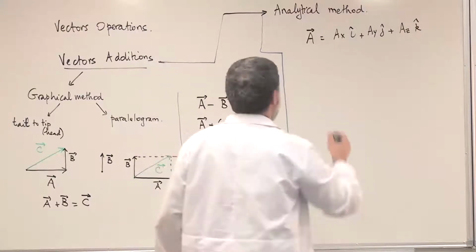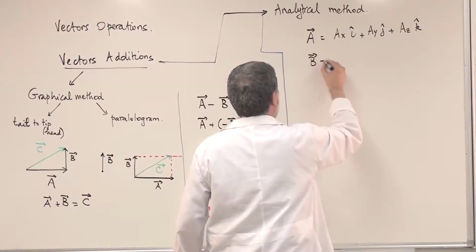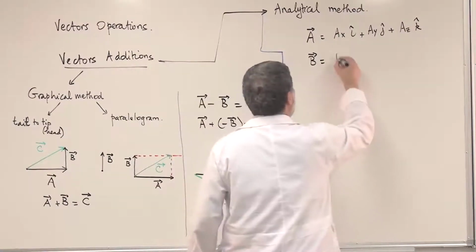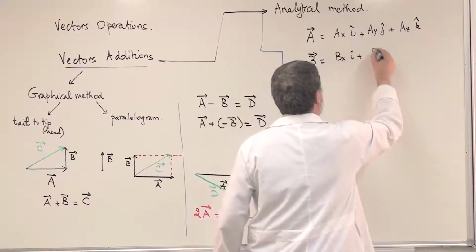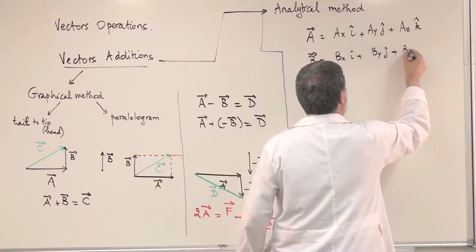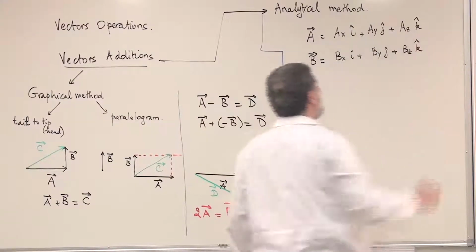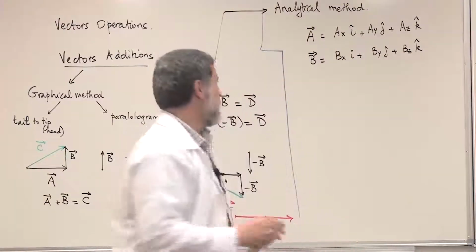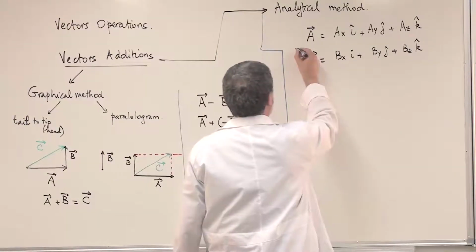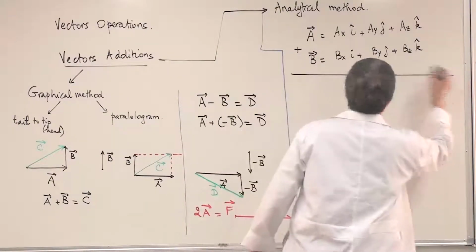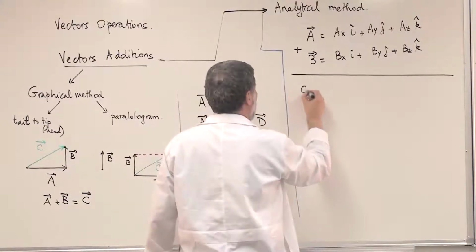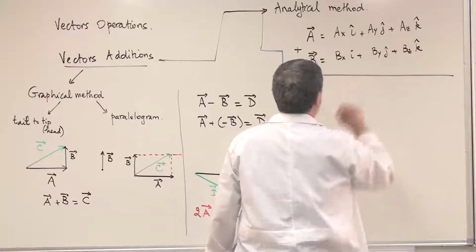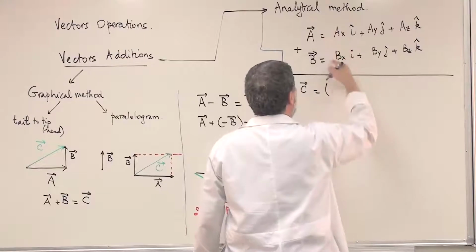Then I have another vector B, which has a component b_x i plus b_y j plus b_z k. Now remember that these components can be positive, negative, or zero. Okay, it's very important. If I want to add these two vectors, the analytical method will give a vector C, as we have seen, which is the addition of these two vectors. And the way to do it is to add the x components together.